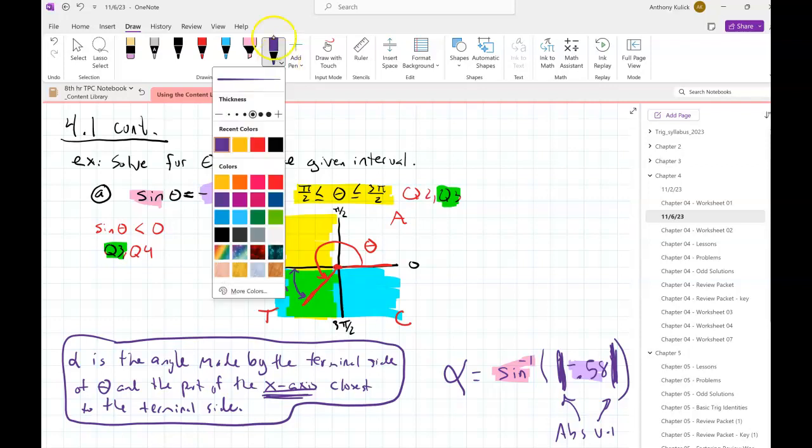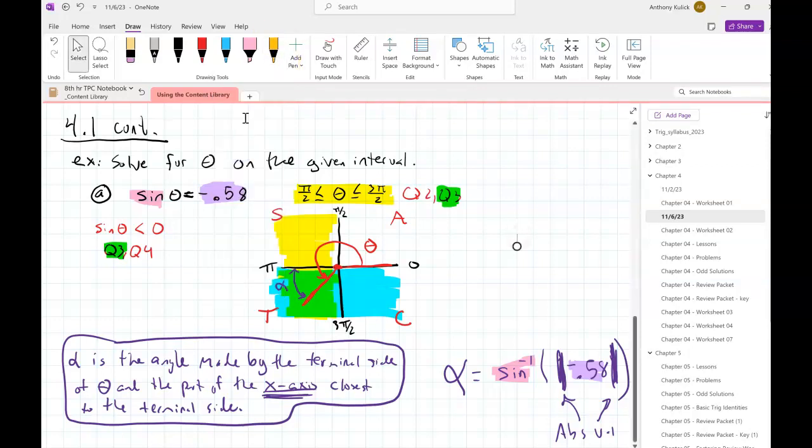All right. So now, here's what the picture is going to tell us. The picture is going to give us an equation that relates theta, the part of the x-axis closest to the terminal side, in our case that's pi, and alpha together. So let's look at the picture. What is the relationship between those? Well, if I start off doing theta, and I get to here, how far have I gone?